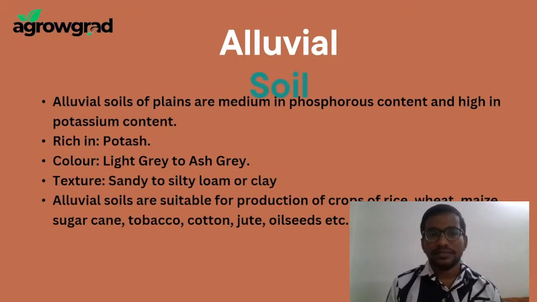So alluvial soil means medium phosphorus content and high potassium content. I already told you it's the cheap potash. The color will be light gray to ash gray. The texture will be sandy to silty loam or clay. We can go for the maximum consuming crops like rice, wheat, maize, sugarcane, tobacco, cotton, jute, oilseed, and some other crops also. If you see alluvial soil, you can go for this kind of crop.